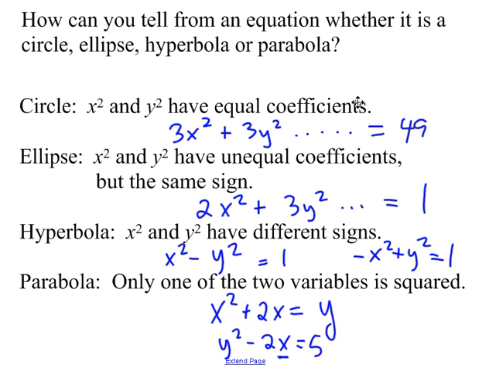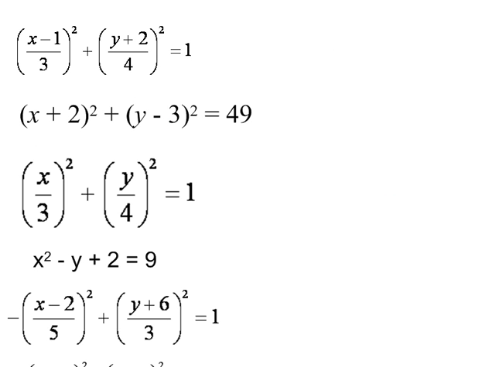All right, so let's just go through a few of these and let's figure out which one's what. So I see squareds, I see x and y. The coefficient in front of them, you're really looking at the number underneath because that's the same thing as writing 1/4 y. And so they are different, so this will be an ellipse.